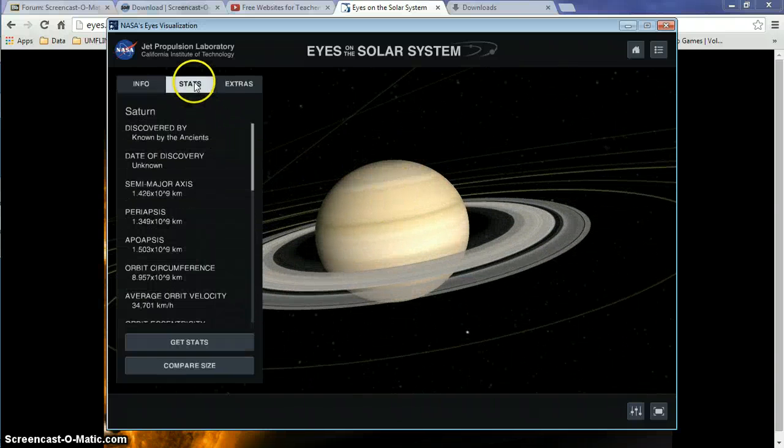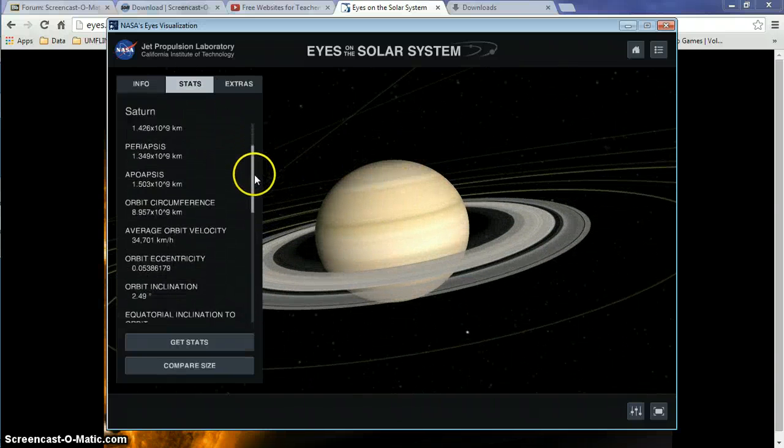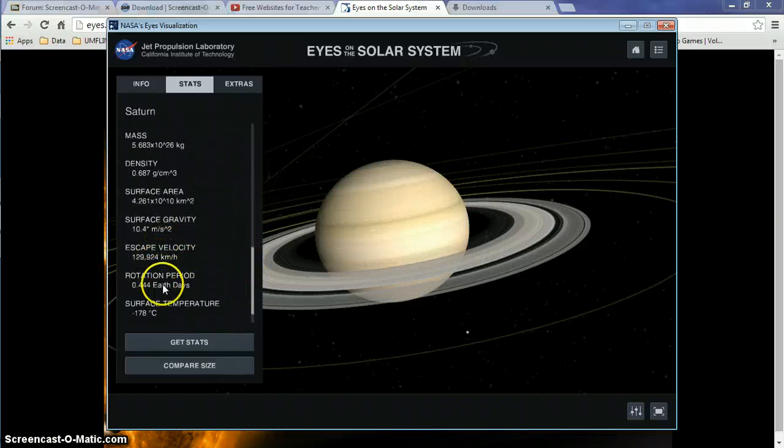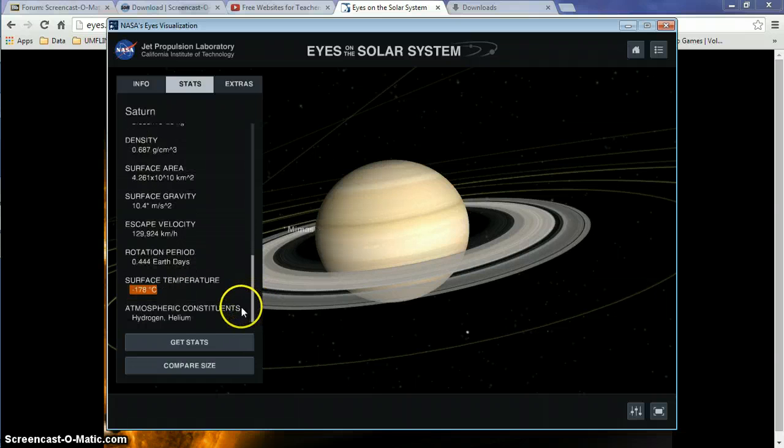And we look at our stats. We've got all of our information here. Right, and we look at our surface temperature as opposed to Jupiter. Saturn is very cold. We are very, very far away from the sun right now. Okay, and here are our atmospheric constituents. It's mainly hydrogen and helium.